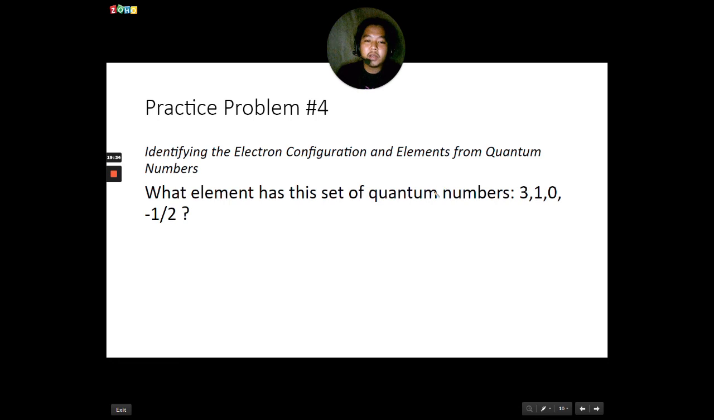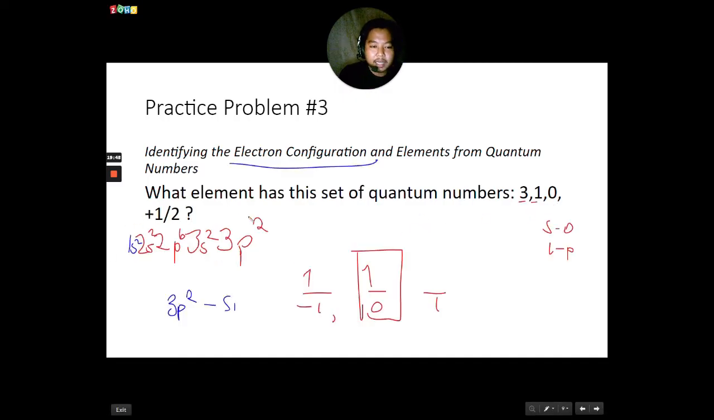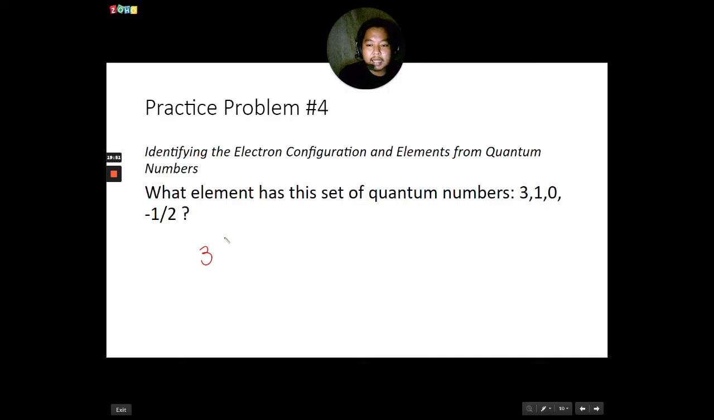Practice number 4. Identify the electron configuration and elements from the quantum numbers. So same procedure. We have 3, 1, 0, negative 1/2. The difference from earlier is that it was positive 1/2, and now we just made it negative 1/2.